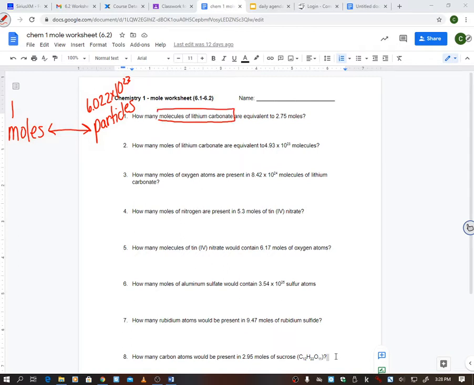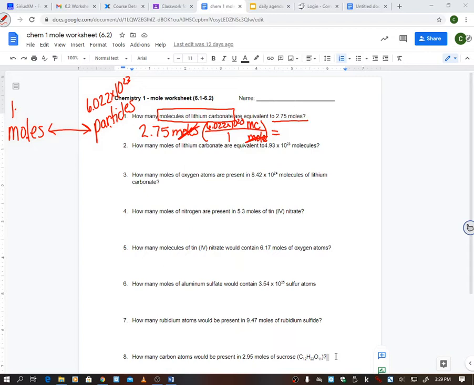Molecules of lithium carbonate, and I have 2.75 moles. So here's the big thing, I'm starting with moles, and I need to get to particles. So, for instance, and I kind of helped them on some of these. If moles are there, to know if I'm going to have to multiply or divide, I'm going to put moles here because I need those 2 to cancel out. And I'm going to put MC for molecules there. So now 1 mole is 6.022 times 10 to the 23rd. So this tells you that you're going to be multiplying 2.75 times 6.022 times 10 to the 23rd.